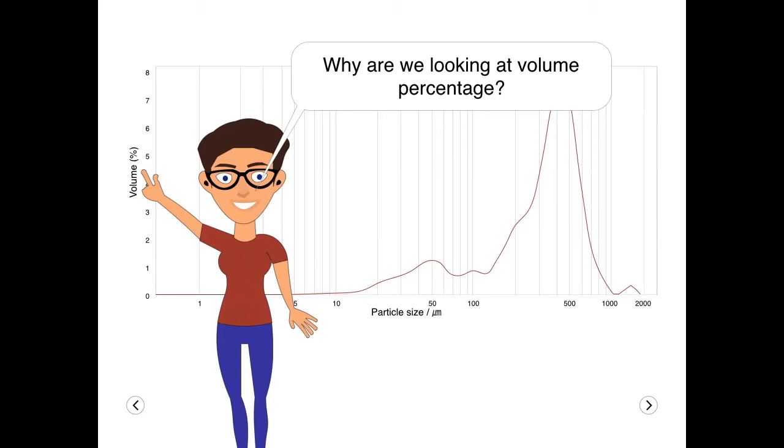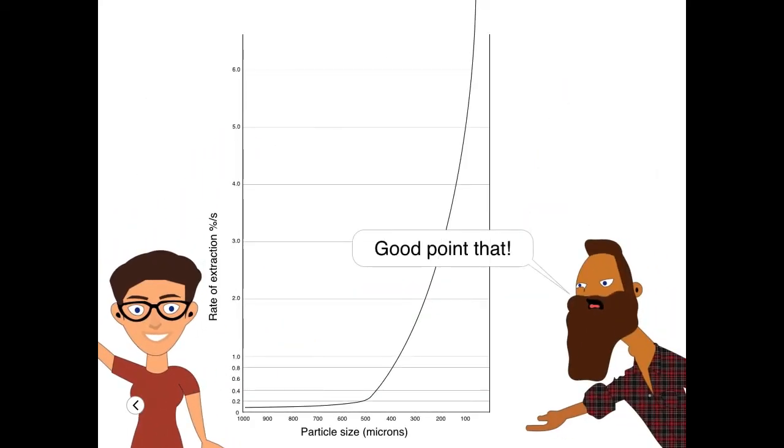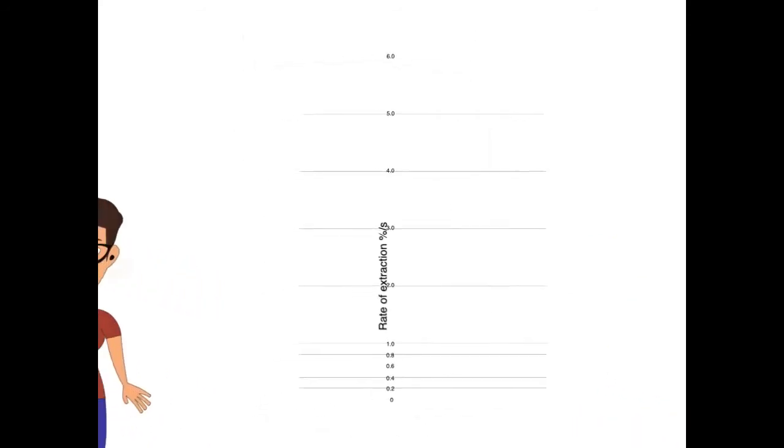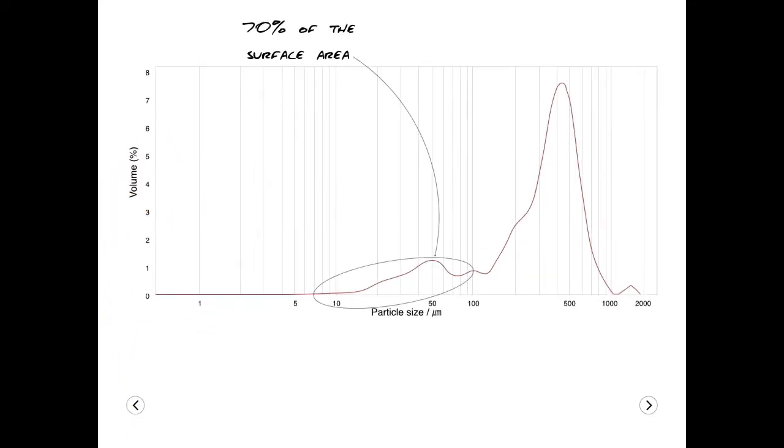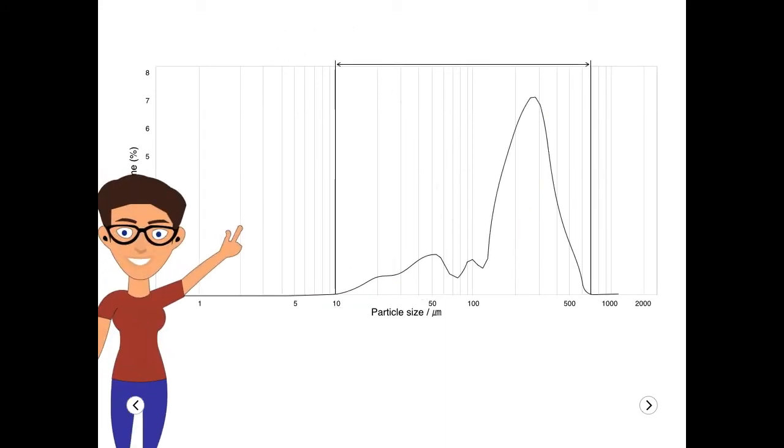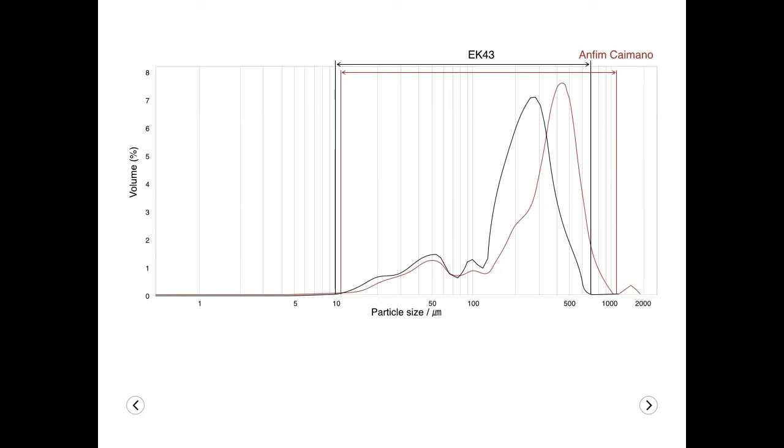If surface area is the greatest factor in the rate of extraction, why are we looking at volume percentage? Let's overlay a rate of extraction graph over the particle size distribution graph. We see that extraction is off the charts for grinds below 70 microns. We actually get most of our extraction from fines. The reason that the EK43 is good is because the spread of sizes is less, rather than because it creates fewer fines. The EK43 actually produces more fines than the Ampham Kaimano grinder.